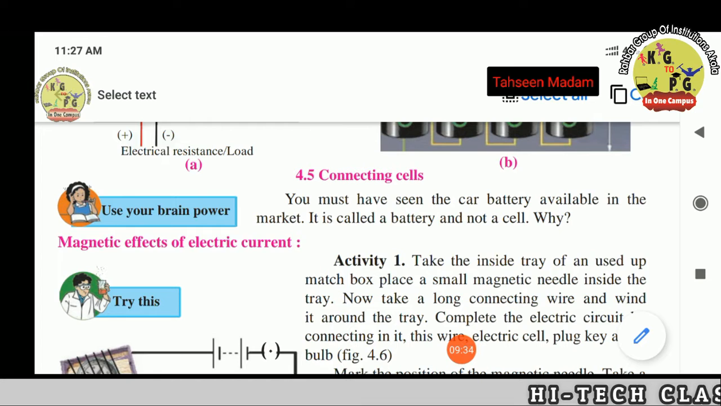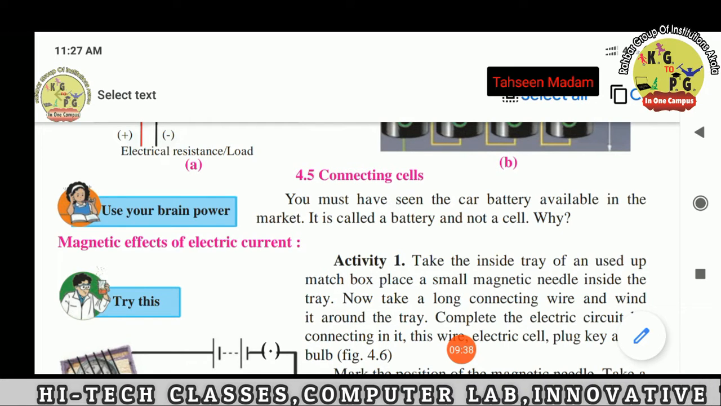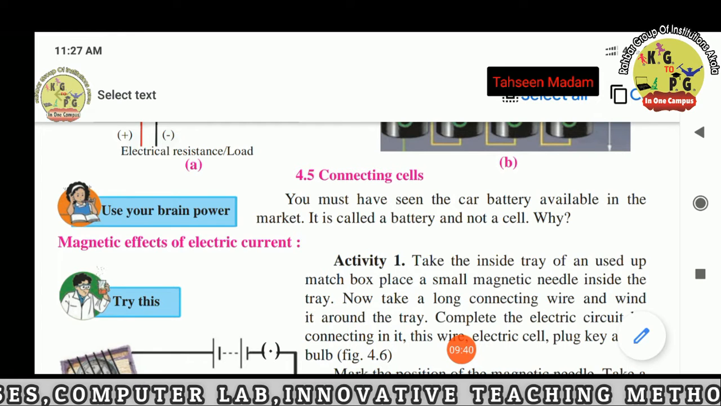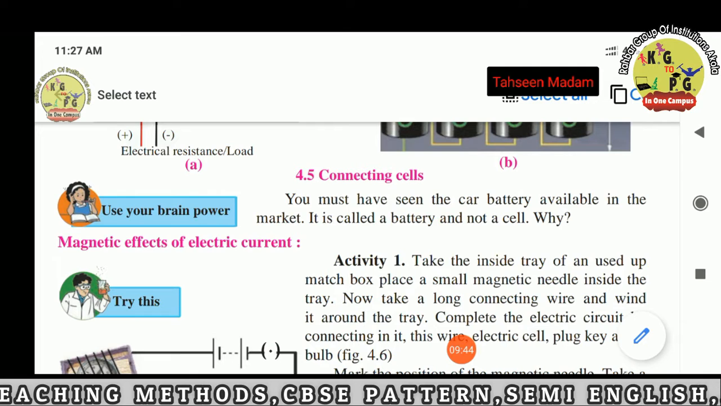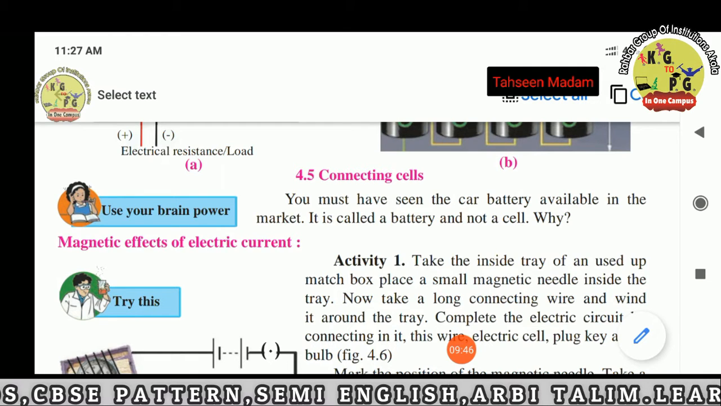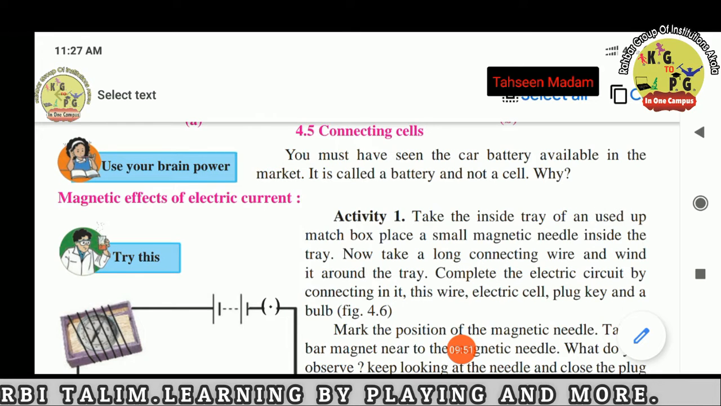Use your brain power. Connecting cells: you must have seen the car battery available in the market. It is called a battery and not a dry cell. Why? Next, use your brain power.